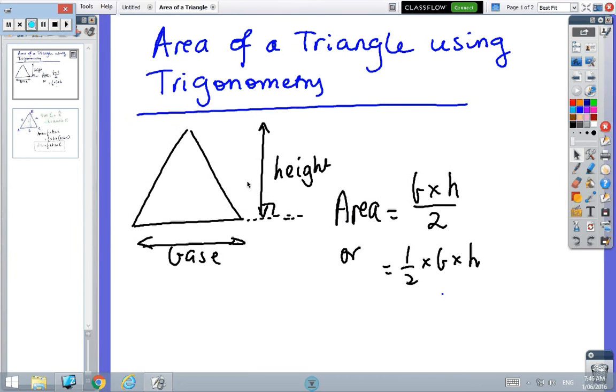Okay, so we're just looking at a really short topic for trigonometry, which is called area of a triangle.